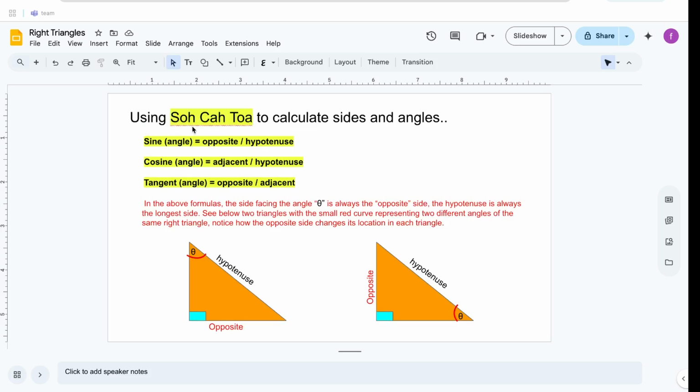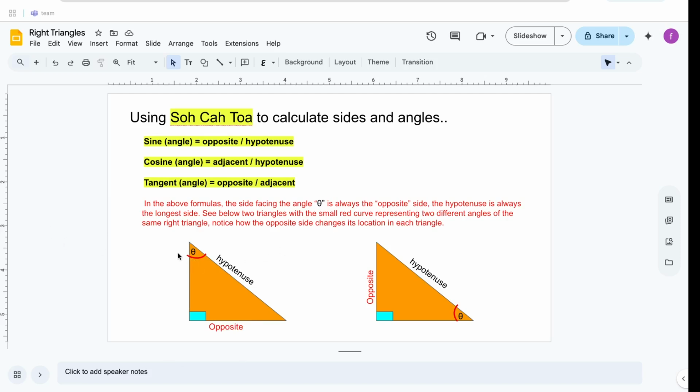Now, what are the formulas for sine, cosine, and tangent when we are dealing with a right triangle? Sine of the angle, let's say you are given this angle, is equal to the opposite side over the hypotenuse. The cosine of the angle is equal to the adjacent side over the hypotenuse. The tangent of an angle is equal to the opposite side over the adjacent side.